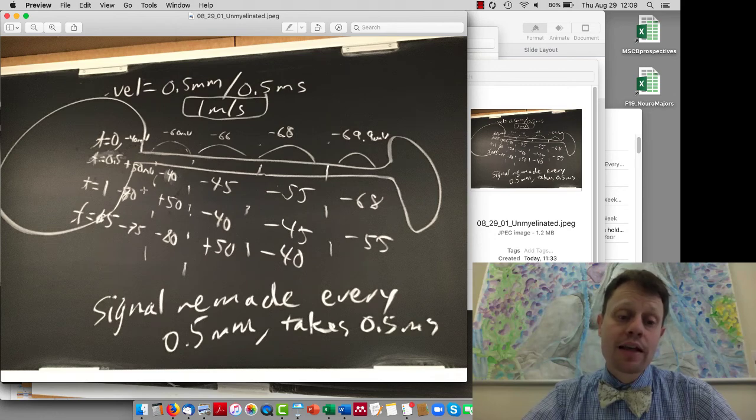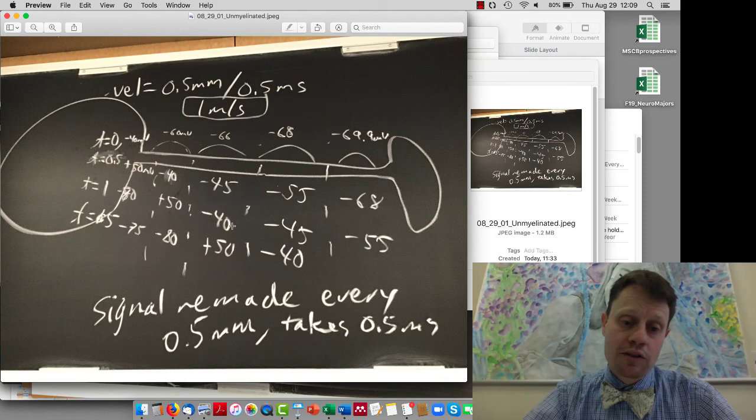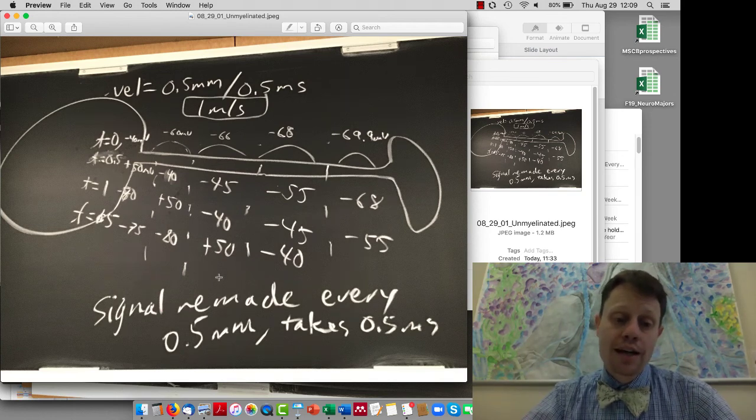Then a half millisecond later, the cell body's in a refractory period. The first segment of our action potential is at its peak, and the second segment of our action potential has reached its threshold. A half millisecond later, the cell body's starting to come out of its refractory period. The first segment of our axon is in the refractory period. Our second segment has now reached its peak, and our third segment is now at threshold.